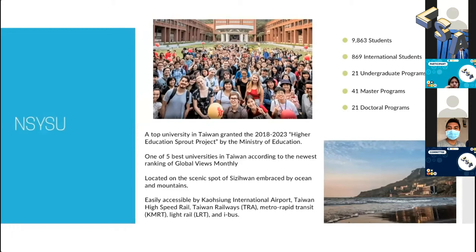The university is embraced by ocean and mountains, and I'm never tired of watching these sceneries whenever I go to work. The university is easily accessible by public transportation, such as airplanes, trains, metro, light rail, buses, and public bikes. Rental electric scooters are also convenient for you to move within and outside the city.